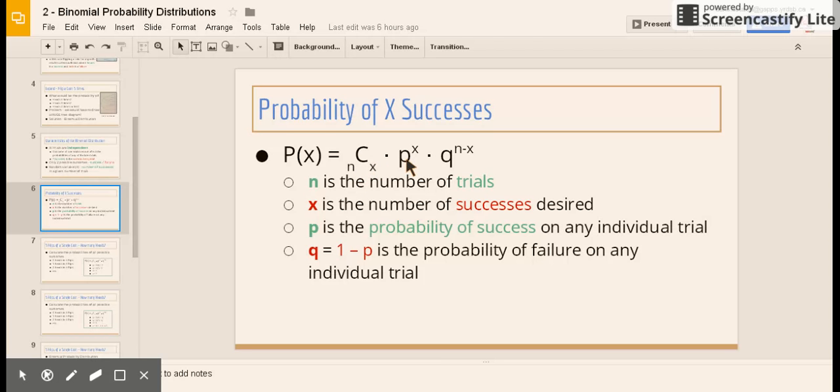p is the probability of a success on any one trial. So again, if I'm rolling 2s, this would be 1 out of 6 to the power of how many 2s I want, times q. Well, q is the probability of a failure. So it's 1 minus p. So in this case, it's every other roll on that die, or 5/6. And I need how many of those other things. So if I want 2 2s in 5 rolls, then this exponent would be 3. It would be my 3 other rolls.